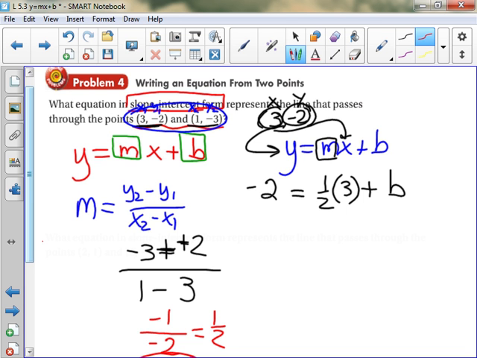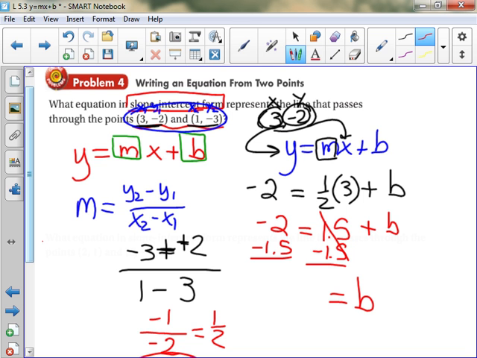1/2 times 3 is 1.5. To solve for b, I subtract 1.5 from both sides. And what I get is b equals negative 2 minus 1.5, which is negative 3.5.